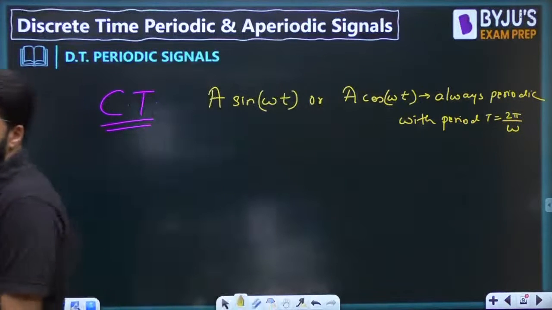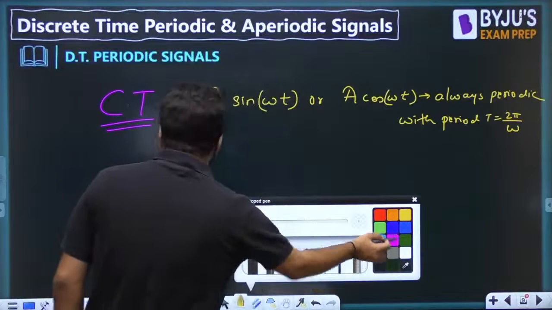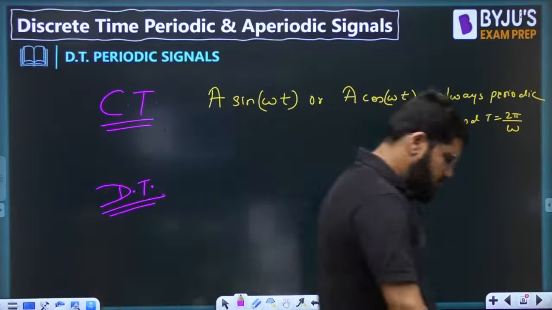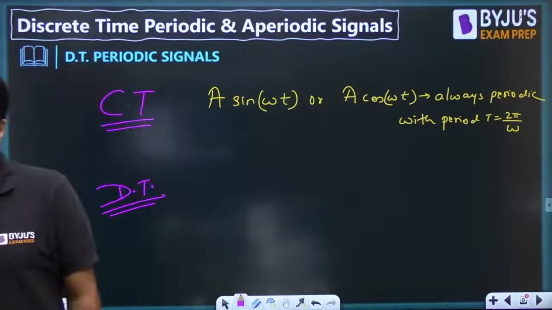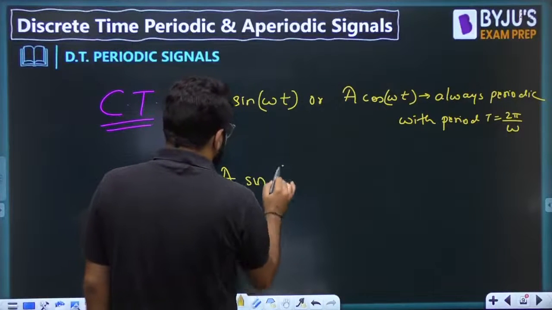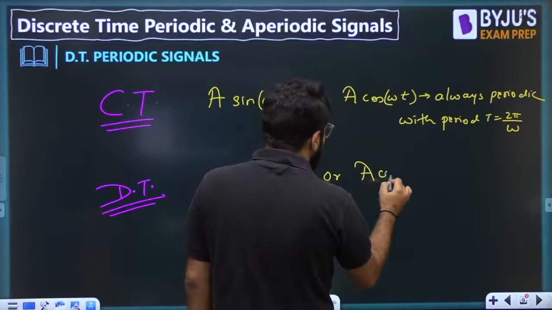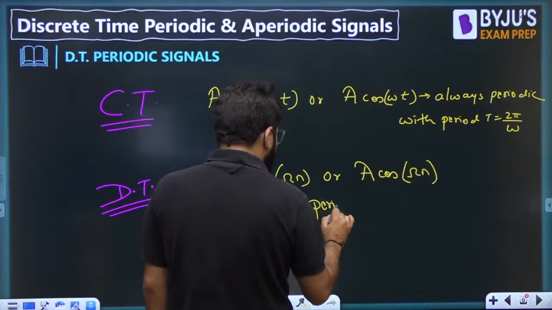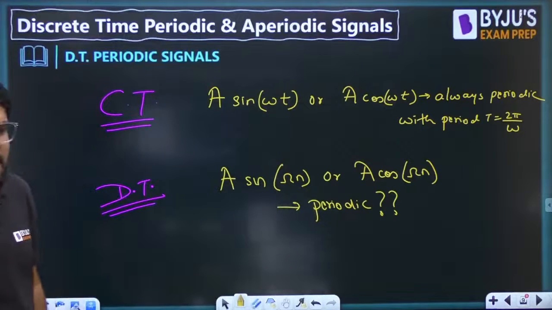2 pi by omega. But if I want to discuss the DT domain, that is the discrete time domain, and I consider the signal A sin of omega n, where omega is the fundamental frequency, or it could even be a cos omega n, is this signal periodic even in the discrete time domain?